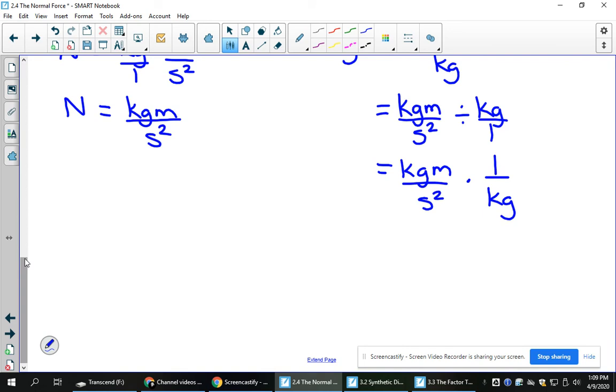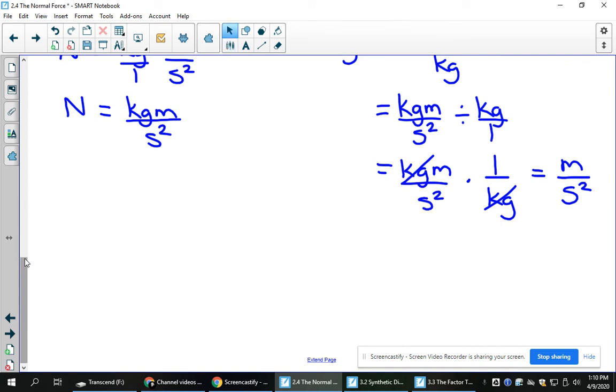You now have the multiplication of two fractions, so any top can cancel with any bottom, just like we did in our rationals unit in Math 20-1. The kilograms cancel, and on the top we have meters times 1, and on the bottom we have seconds squared. So analyzing these units can show that you have quite a deep understanding of what's going on in these questions.